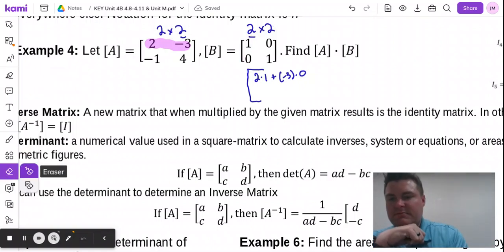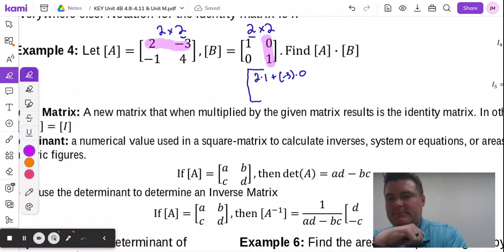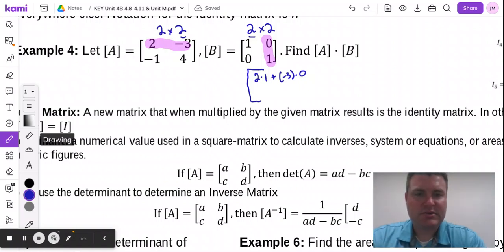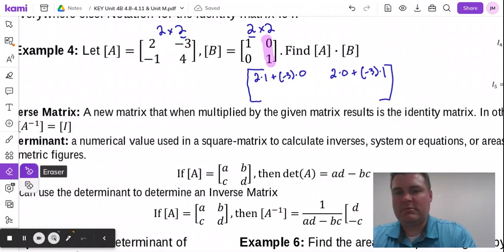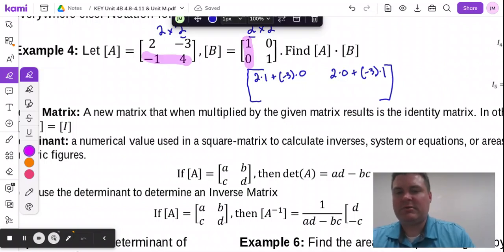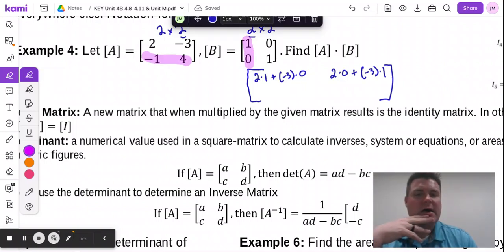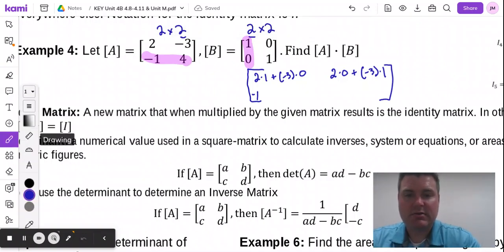Okay, now I'm going to do this part now, which is going to be 2 times 0 plus negative 3 times 1. In the bottom left, it's going to be the bottom one that way, and we're going to go that way. This is going to give me negative 1 times 1, plus 4 times 0.